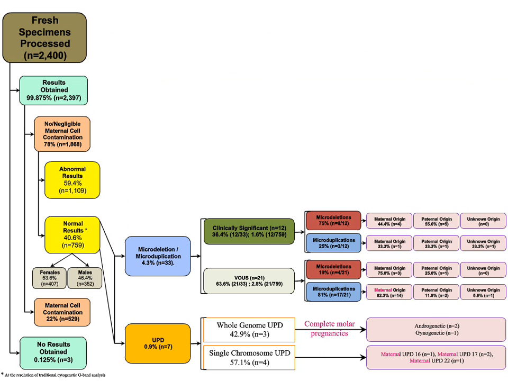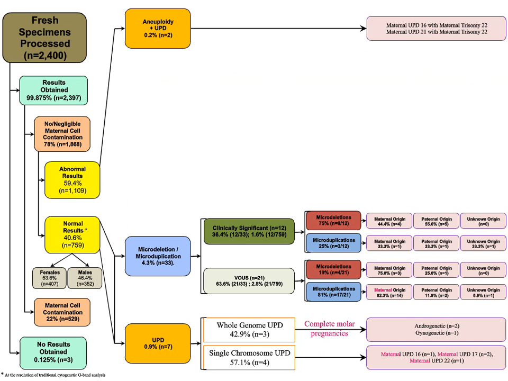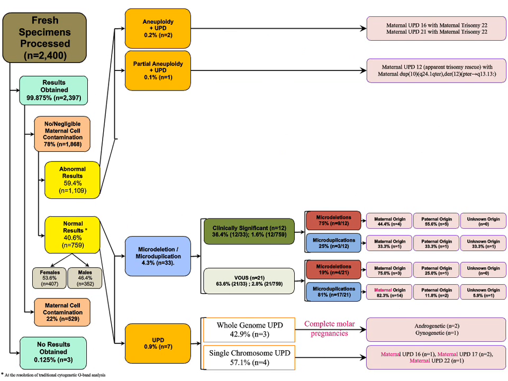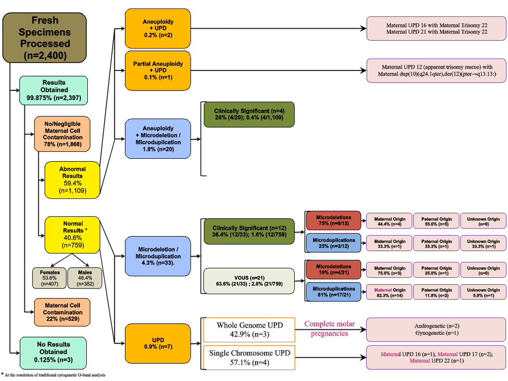Well, what about the abnormal results? It's less interesting because almost certainly the aneuploidy accounts for the cause of the miscarriage. But if we look at the breakdown, you're going to see aneuploidy with uniparental disomy, partial aneuploidy and uniparental disomy, and aneuploidy and a microdeletion. Here we use the term clinically significant, meaning at least from the criteria, but that does not mean that they are the cause of the miscarriage.